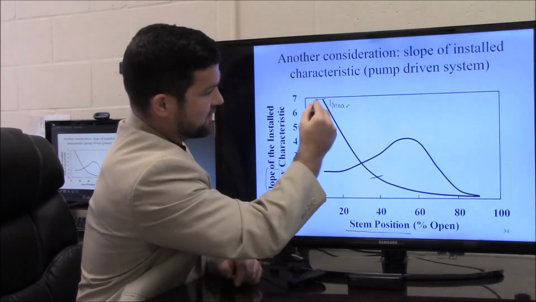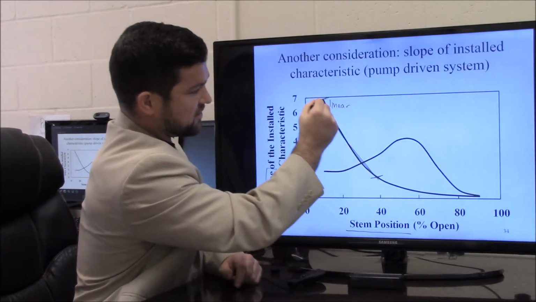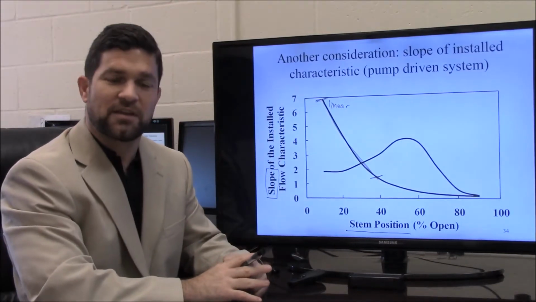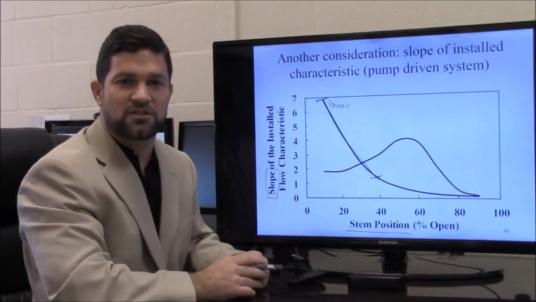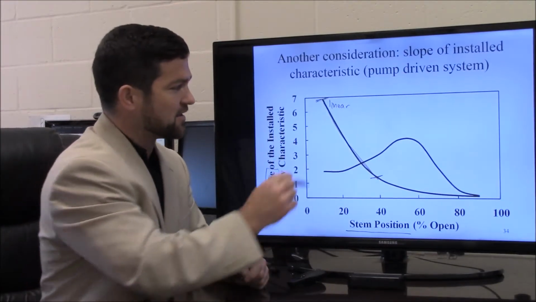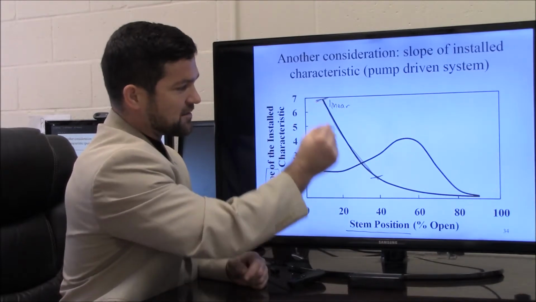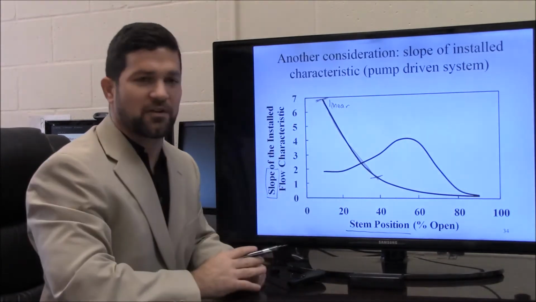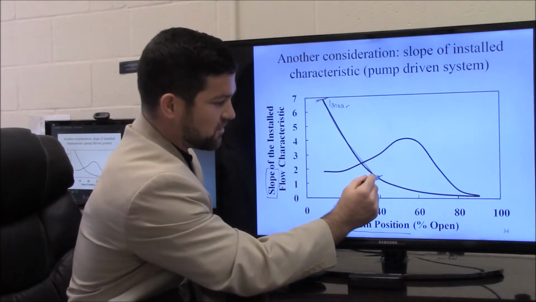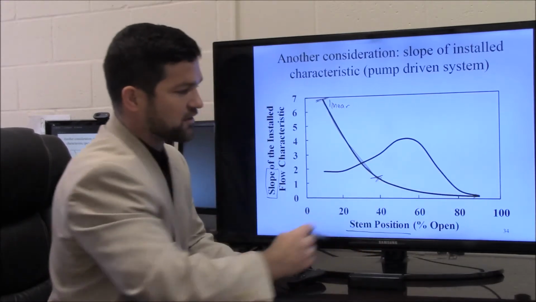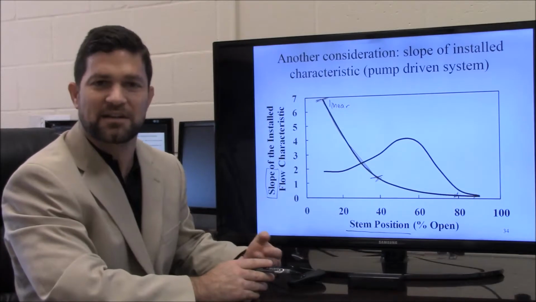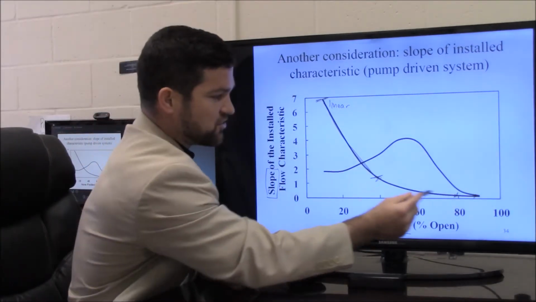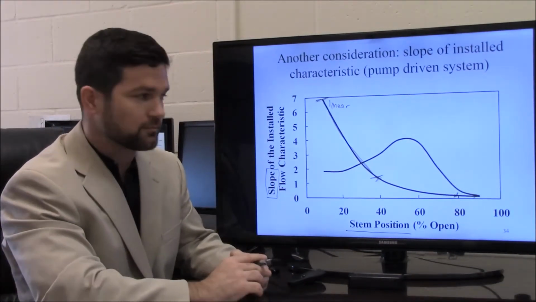So I'm going to cut this off about right here, and let's look at this range. Initially there is a significant change in how the flow rate responds to changes in stem position, and what this means is that the ability to control the system is going to change quite a bit when you go from here to here. Once you get to 40% up to 80% open, now you're fairly constant. There's not a significant change in performance as you change stem position.